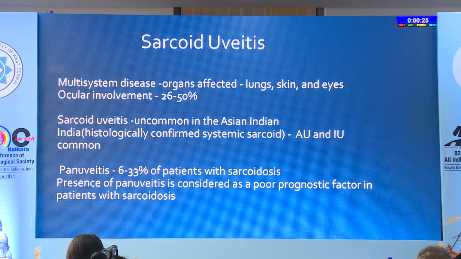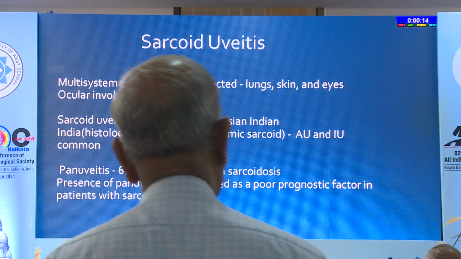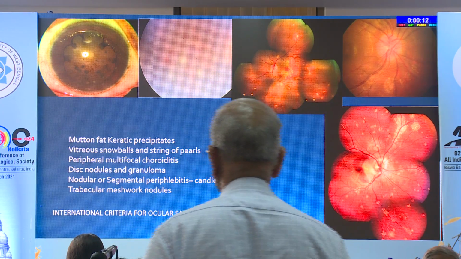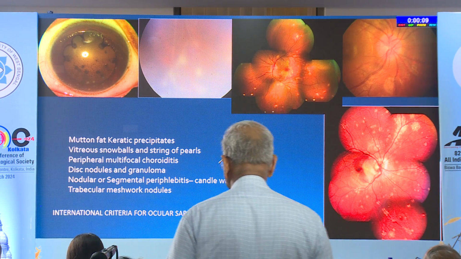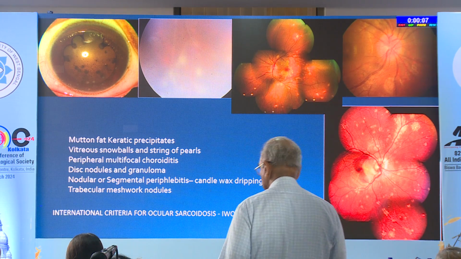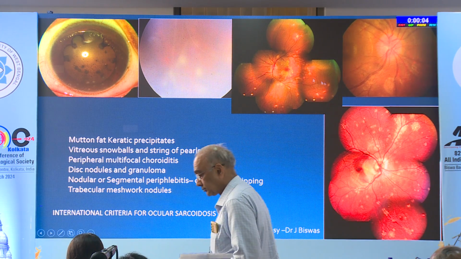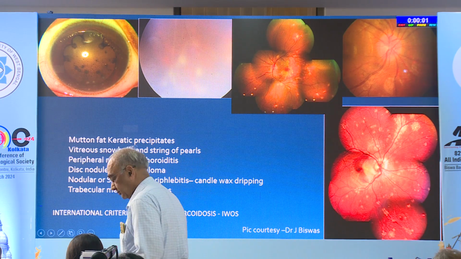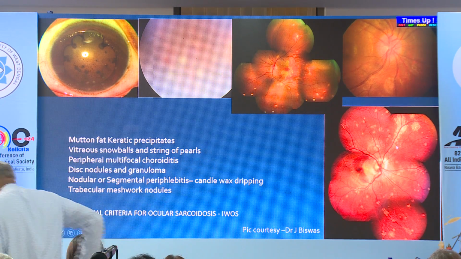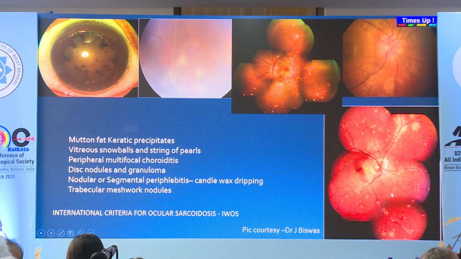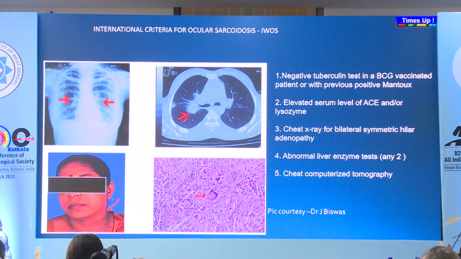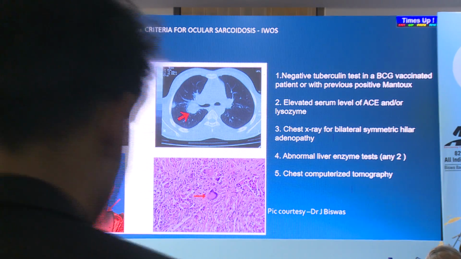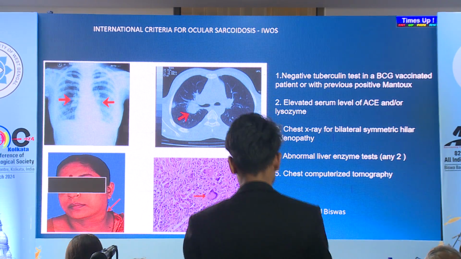Sarcoid disease is uncommon amongst the Asian Indians, but the presence of panuveitis is seen in about 6 to 33% of patients of sarcoidosis, and the presence of panuveitis is considered a poor prognostic factor in these patients. The International Workshop on Ocular Sarcoidosis defined certain criteria for it: the mutton fat keratic precipitates, the vitreous snowballs, the peripheral multifocal choroiditis, the disc nodules and granuloma, the nodular and segmental periphlebitis, and the candle wax drippings. And they also included the negative tuberculin test, the elevated serum ACE levels, the chest X-ray, and the abnormal CT scan.